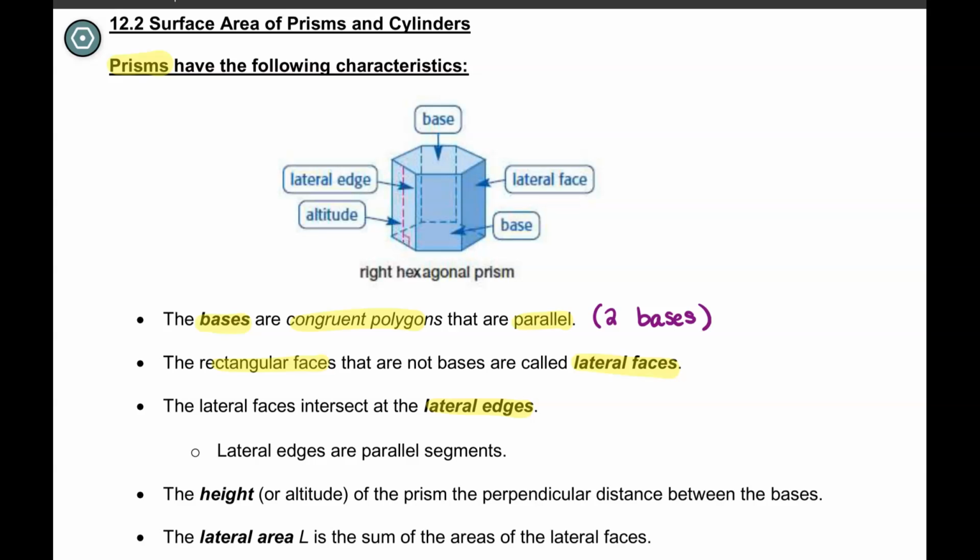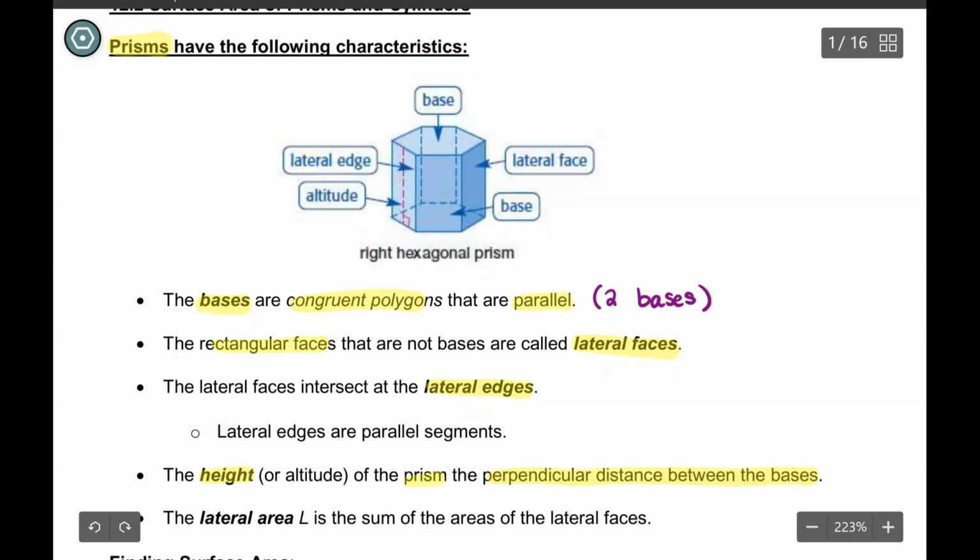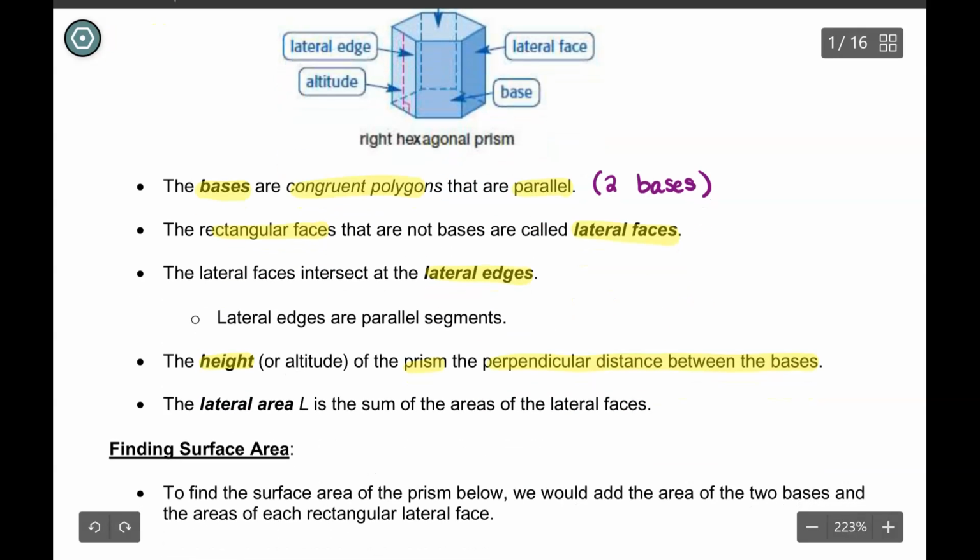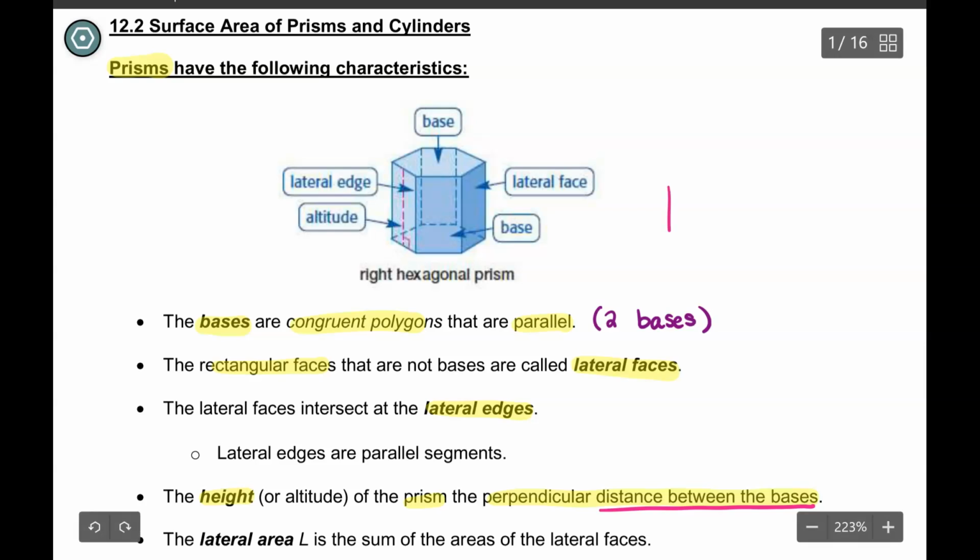The height, or the altitude of the prism, is the perpendicular distance between the two bases. So whenever we're looking at the height, it's always the distance between the two bases. Let's say here it's a triangular prism, and here's the base. So these two would be your bases, so that would make this the height. We don't want to say the height is this, because that's just the height of the triangle.